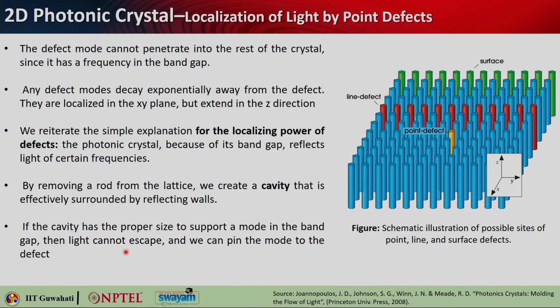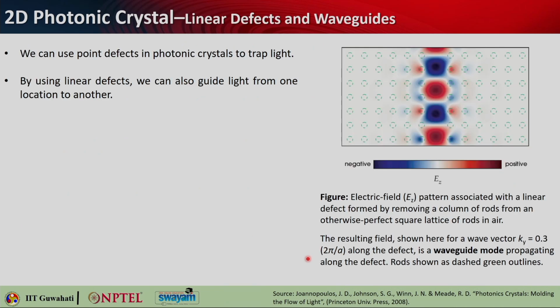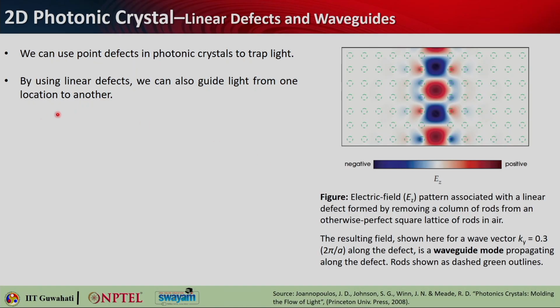Okay. So, if the cavity has proper size to support a mode in the band gap, the light cannot escape and we can pin the mode to that particular defect. It means we can use these point defects in photonic crystals to trap light. This is light trapping. And if you introduce a line defect, you are also allowed to guide light like this. Light will be allowed to propagate only along this particular defect, but you have to choose the frequencies carefully so that they are in the band gap of that photonic crystal. So, light cannot leak into the photonic crystal, so it will be guided.